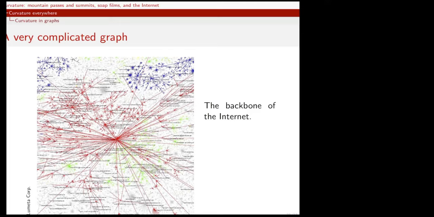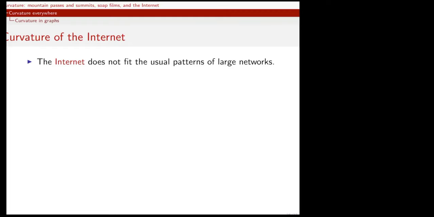And the internet is very challenging for electrical engineers because electrical engineers have devised systems to carry information on networks. And when the internet came up, it didn't fit the usual pattern that engineers were familiar with. So a typical thing you see is that there are a lot of dots in the graph which receive a lot of traffic.